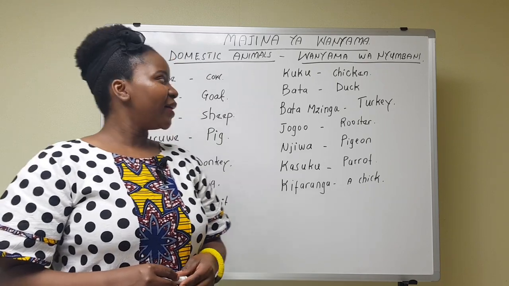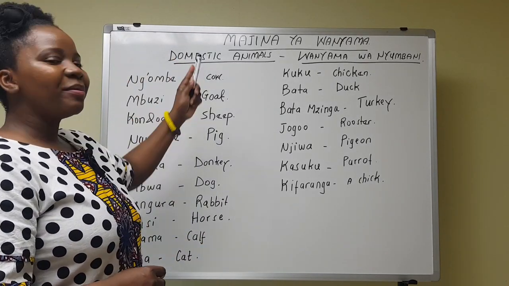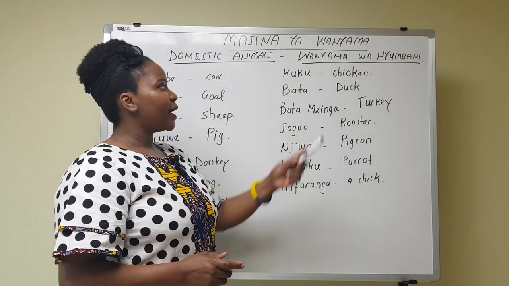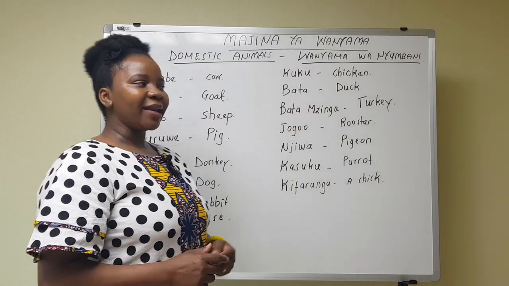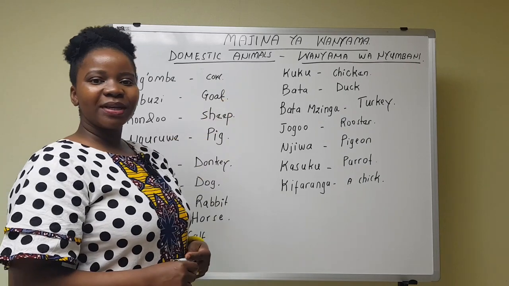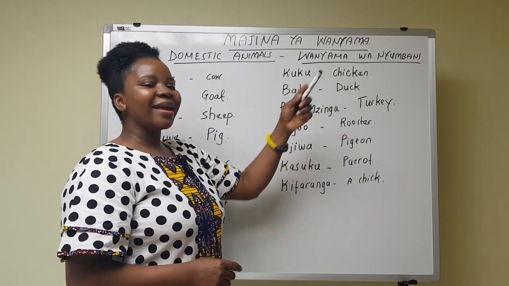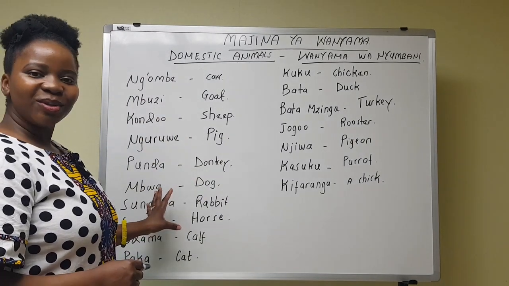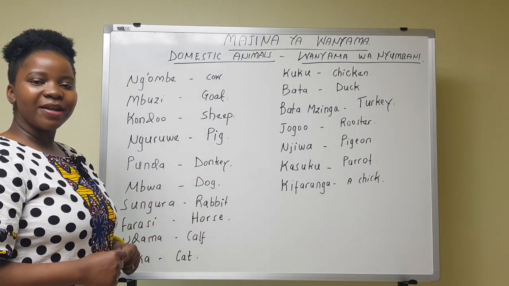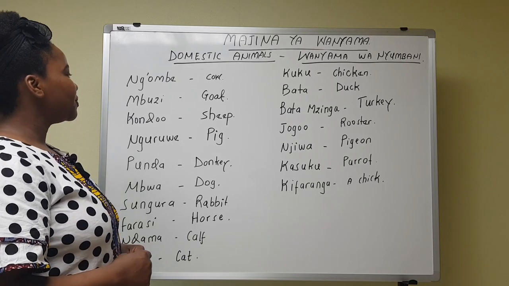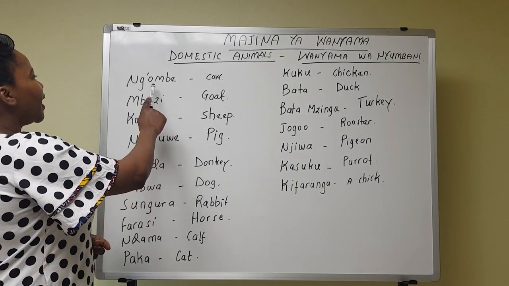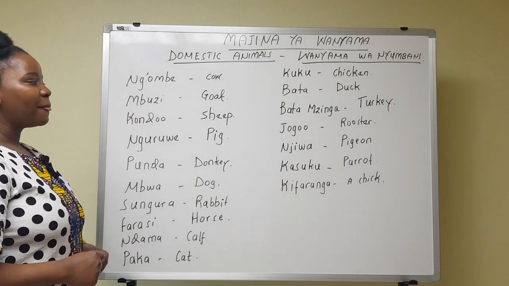So today we are going to learn about names of domestic animals. Majina ya wanyama. Wanyama wa nyumbani. Domestic animals. In Swahili we say wanyama wa nyumbani. So we are going to learn about the names of domestic animals in Swahili. Okay, let's get started. Starting with ngombe.